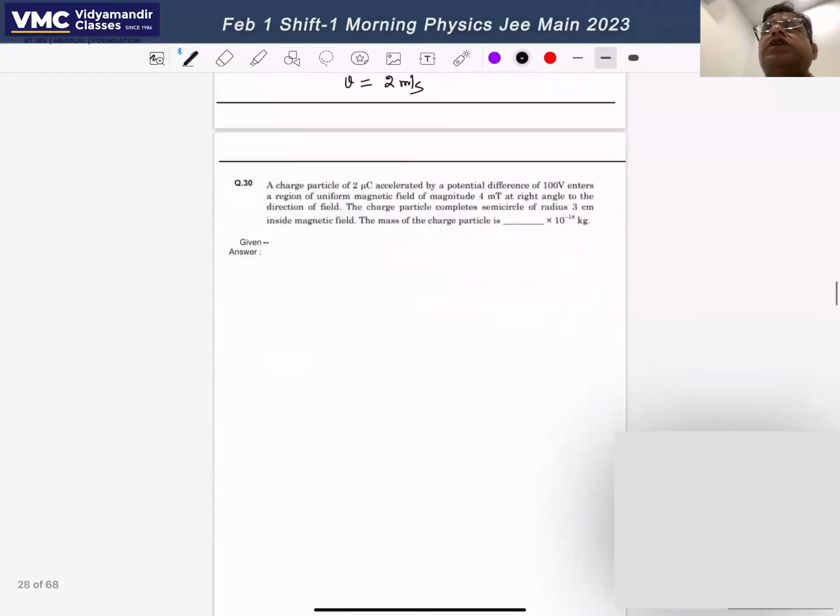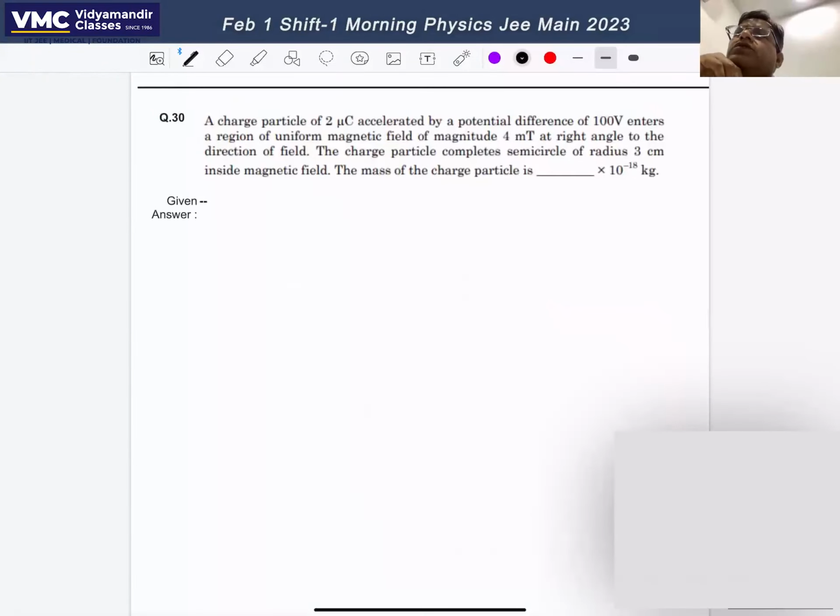Question number 30. A charged particle of 2 microcoulomb accelerated by a potential difference of 100 volts enters a region of uniform magnetic field of magnitude 4 millitesla at right angle to the direction of field. The charged particle completes a semicircle of radius 3 centimeter inside the magnetic field. The mass of the charged particle is how much into 10 to the minus 18 kg.